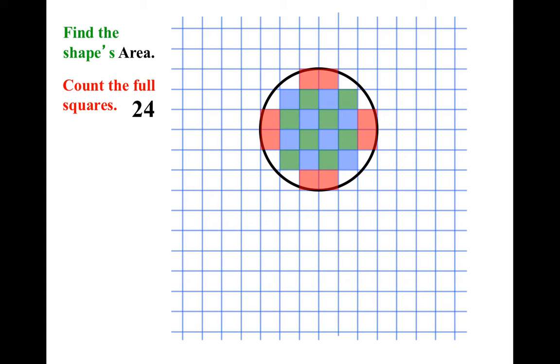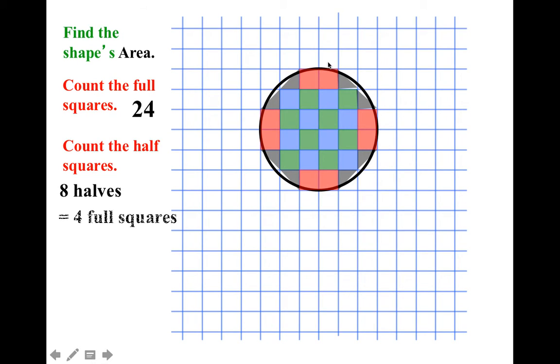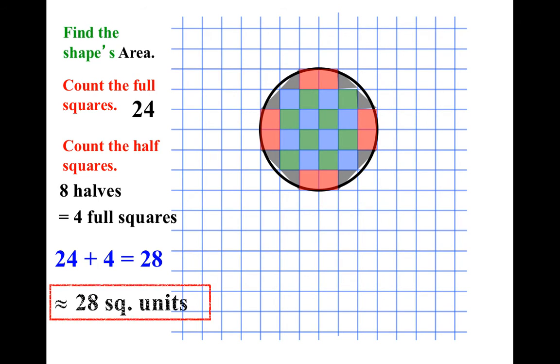Now the next thing I'm going to do is count half squares. And if you notice when I put in the gray, this gets me half squares. So I get 1 half, 2 halves, 3 halves, 4 halves, 5 halves, 6 halves, 7 halves, 8 halves, and 8 halves is 4 wholes. So if I want to know about what the area inside the circle was, I could say that it's 28 squares, right? 24 plus 4.